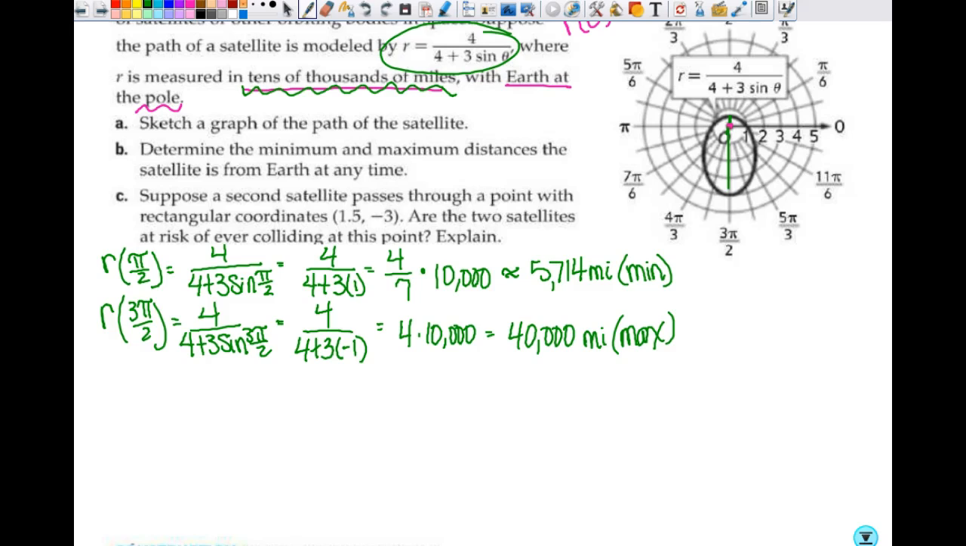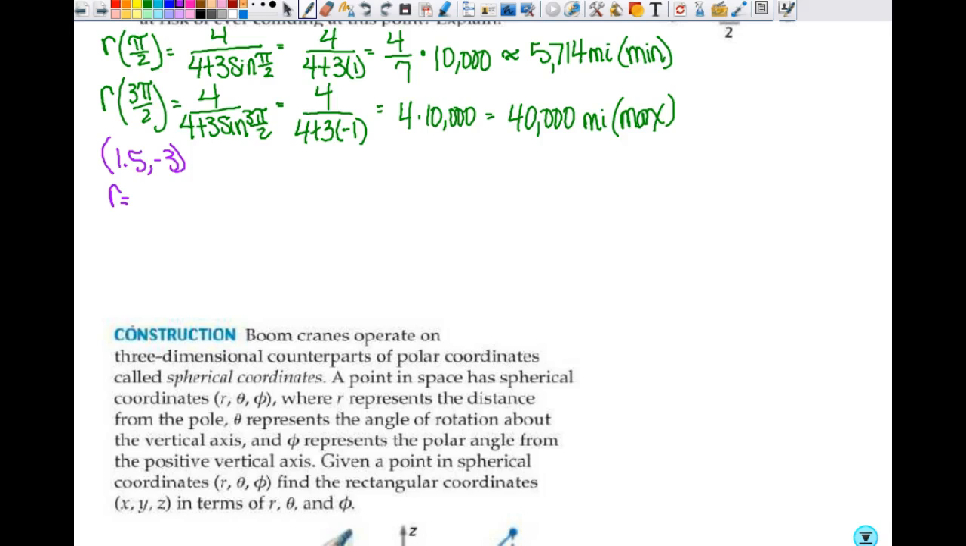Awesome. So then it says, suppose a second satellite passes through a point with rectangular coordinates of this right here. Are the two satellites at risk of ever colliding at this point? And explain. All right, so in order for me to compare anything, I need to take those rectangular coordinates and put them into polar coordinates. So how do I find the radius if I have my rectangular coordinates? What do I do? Okay, so x equals r cosine theta, y equals r sine theta, and you can get to it that way. There's a much easier way just to get to r.